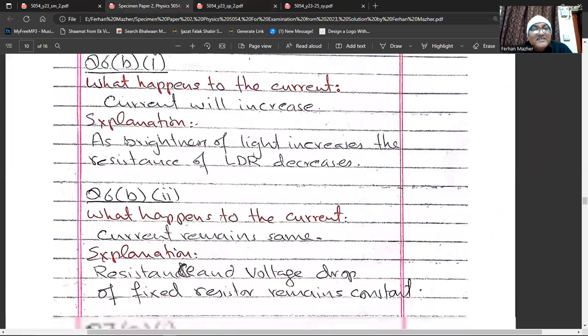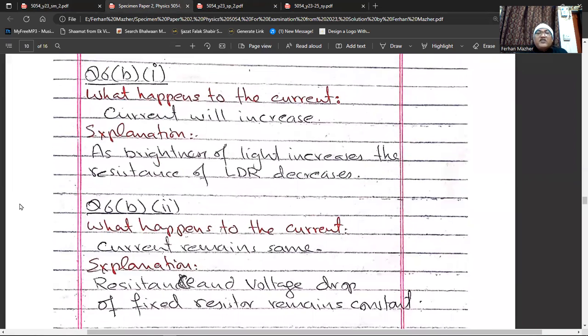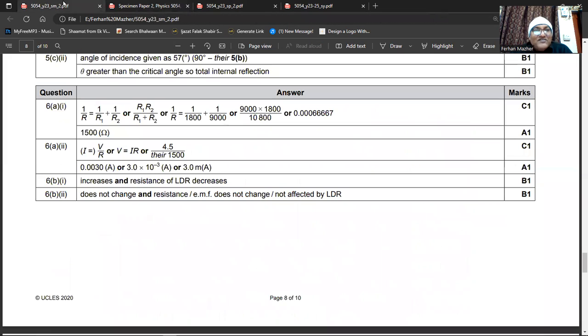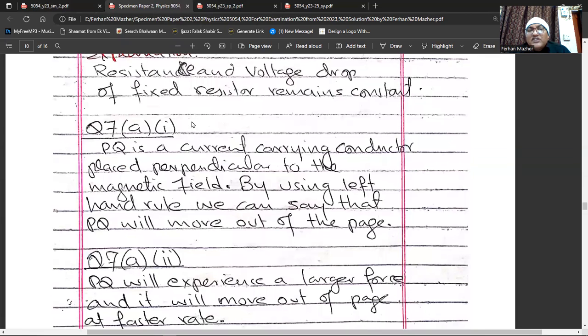Let me show you my answers. So question number 6B, first part: current will increase, as the brightness of the light increases, the resistance of the LDR decreases. And for the B second part: current remains the same, and the resistance and the voltage drop of the fixed resistor remain constant. They have not changed. That's why the current has not changed. So for question number 6, both parts are showing up here in the marking scheme, and I have already checked them. So you can have a good look at them. You can pause the video when you want to see that marking scheme.